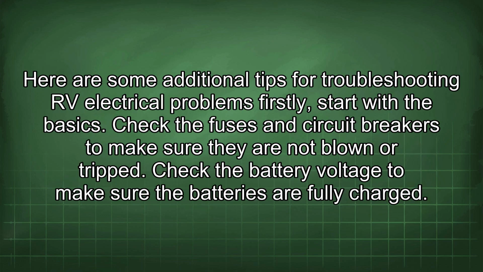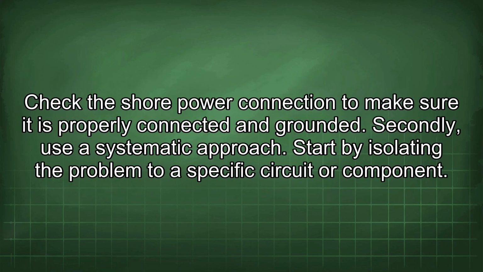Here are some additional tips for troubleshooting RV electrical problems. Firstly, start with the basics. Check the fuses and circuit breakers to make sure they are not blown or tripped. Check the battery voltage to make sure the batteries are fully charged. Check the shore power connection to make sure it is properly connected and grounded.